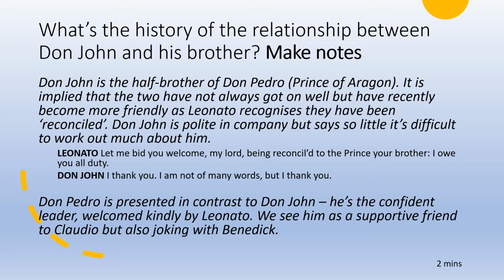So what is the history of the relationship between John and his brother Don Pedro? So make some notes. Actually, sorry to be misleading there. As we go through just this little piece here, I don't need you to copy it down. Just make some notes. Note taking is a skill you need to learn. So start now. Don John is the half brother of Don Pedro, who is the Prince of Aragon. It is implied that the two have not always got on well, but have recently become more friendly as Leonato recognises that they have been reconciled. That means they're friends again.